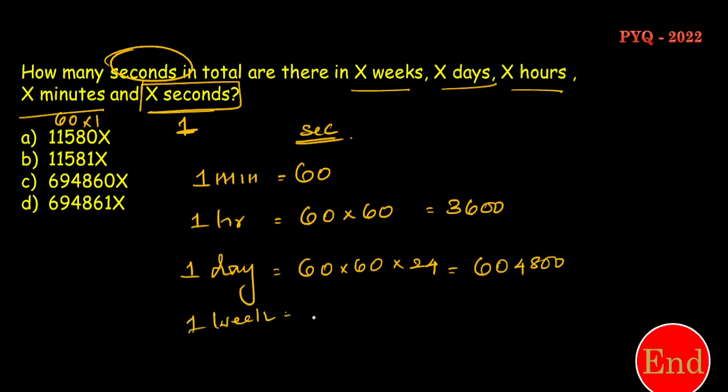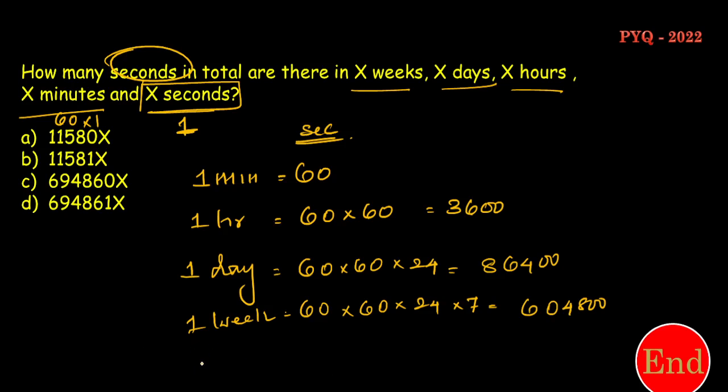Next, 1 week. So first write everything. 60 seconds for a minute into 60 for an hour into 24 for a day and 7 days for a week. So it will become 604800. Sorry guys, for a day it is 86400. If it is possible, you can memorize these numbers. For 1 day how many seconds, 1 week how many seconds, right?